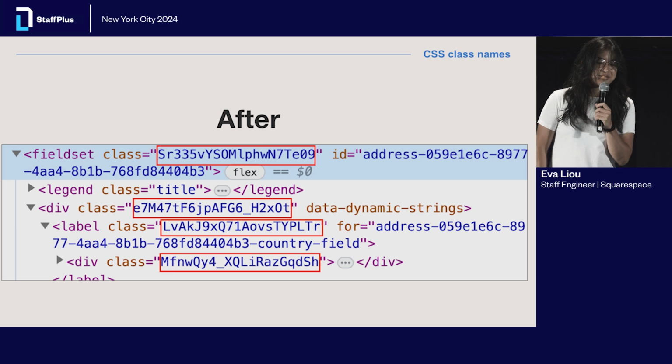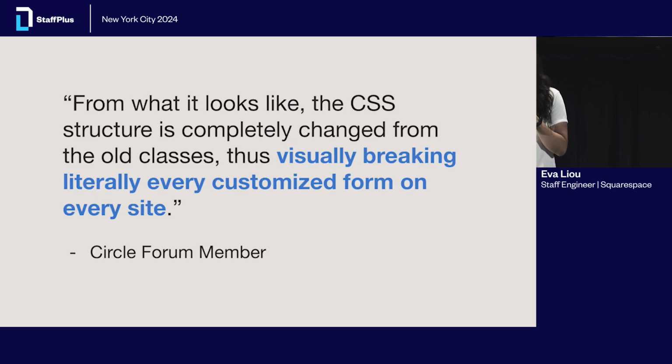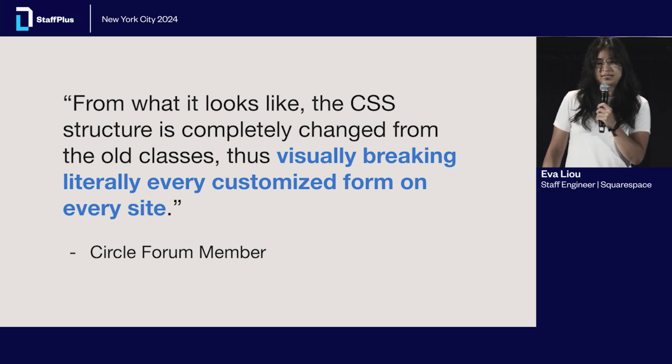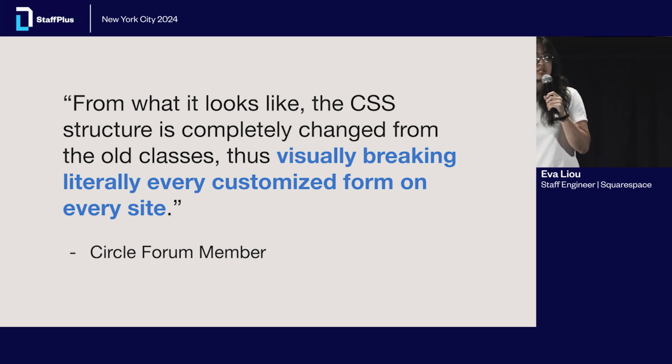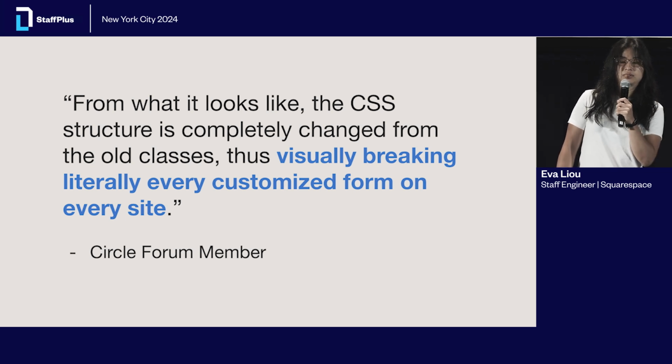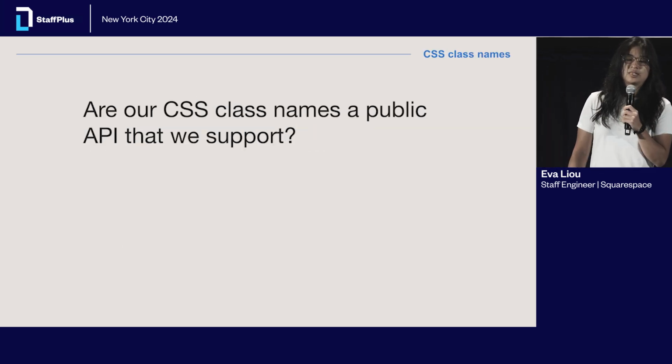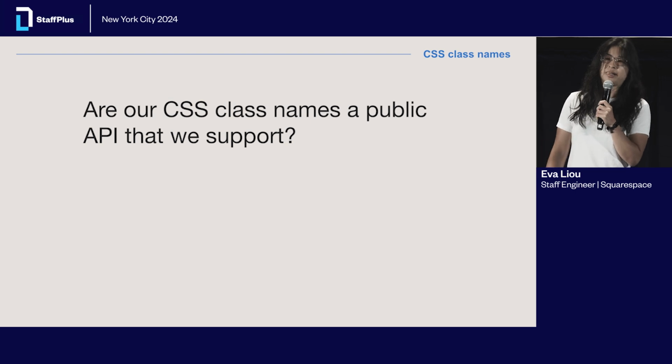Everything seems good so far, standard modern front-end practices. What we didn't expect was how upset customers were going to be about changing these CSS class names. Turns out they had a bunch of their own custom CSS and JavaScript that relied on the old class names. And when we changed those CSS class names, all of that functionality broke, which posed an interesting existential question. Are our CSS class names a public API that we support?